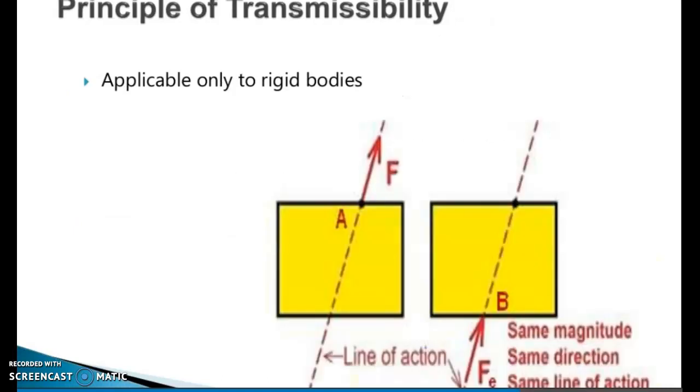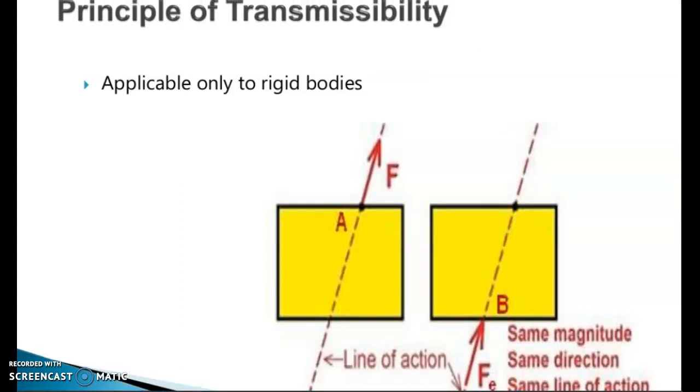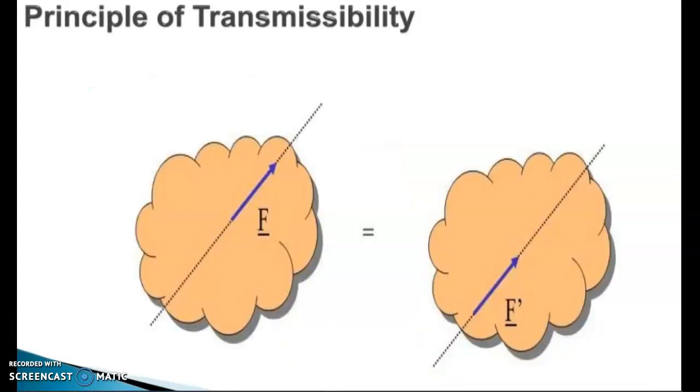Okay? So, yan. Ganyan din dito. So, the principle of transmissibility is ganyan, no? Same magnitude, same direction, same line of action. So, yung effect dito sa yellow square na to is pares lang dito. So, nakalagay lang dito sa point A. Ito nakalagay sa point B. Pero pares lang yan. Same lang. So, that is your principle of transmissibility.